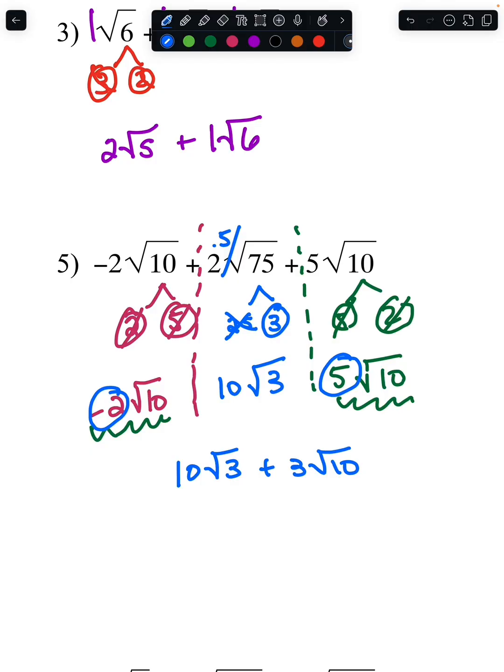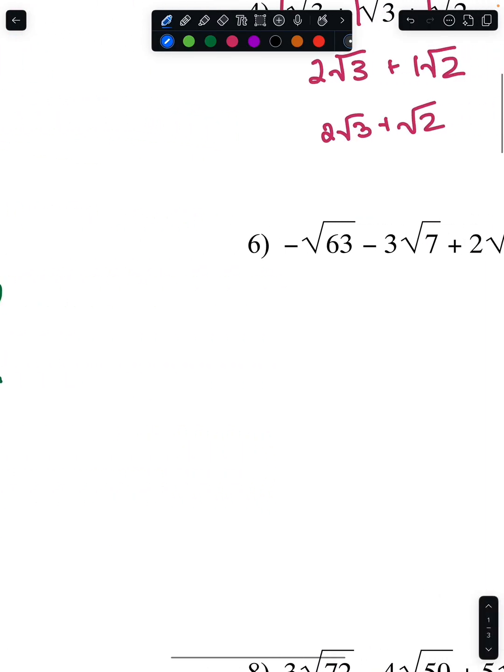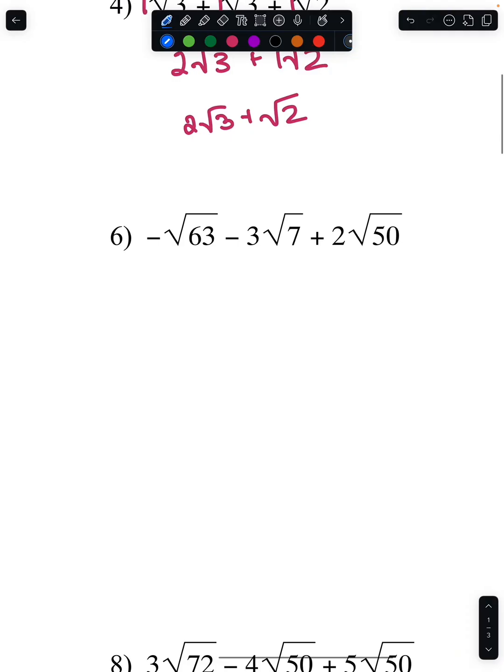And then again, it also doesn't matter which one you write first. You could have had 3 square root 10 plus 10 square root 3. It doesn't matter which order, okay? Okay, let's go ahead and do number 6. Okay, let's break this down.